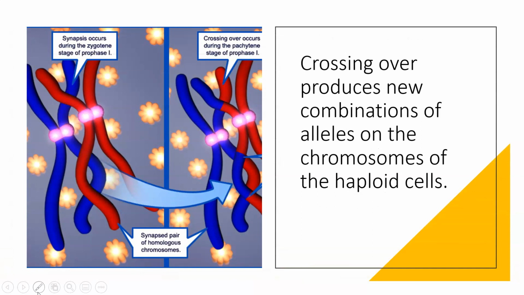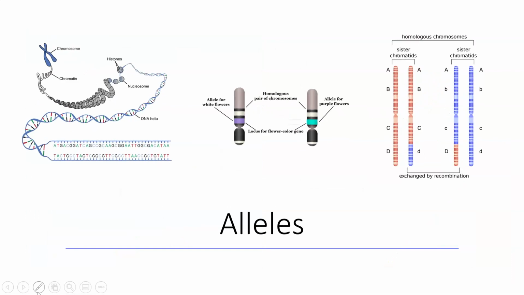Okay, crossing over produces new combinations of alleles on the chromosomes of haploid cells. Our haploid cells being those gametes, which means the gametes have a completely new mixture of the maternal and paternal DNA within them. Okay, so thinking of what we mean by alleles, we're talking about those specific types of a gene. So you might have a gene for purple flowers, you might have one for white flowers. They are the alleles.